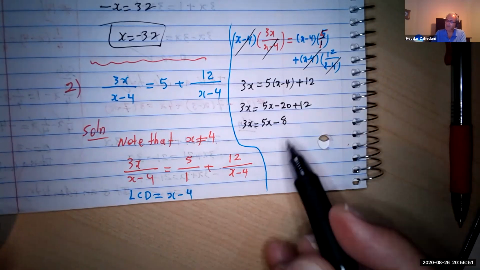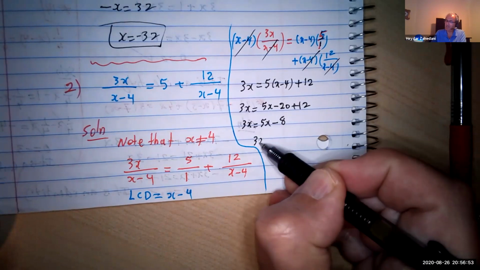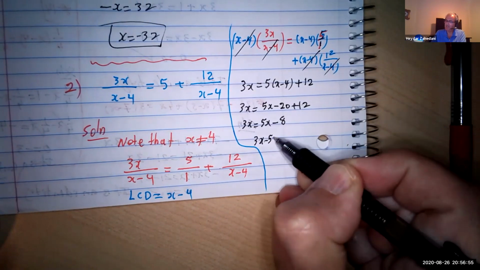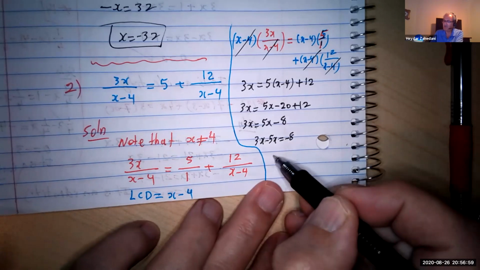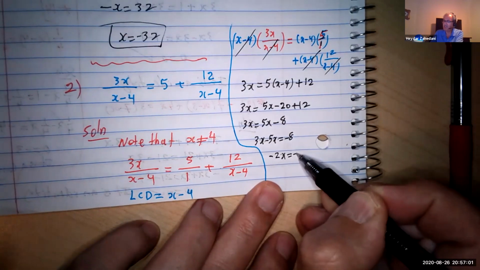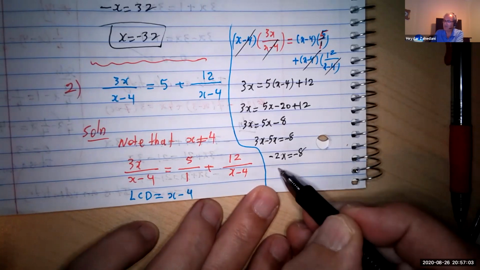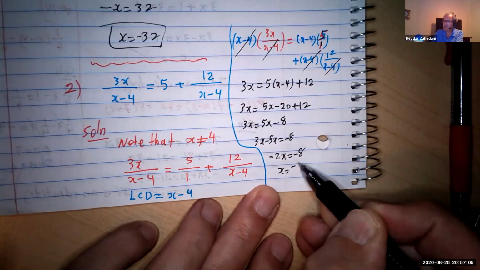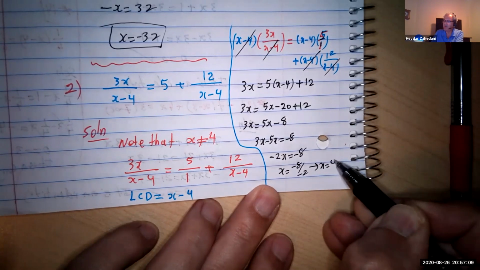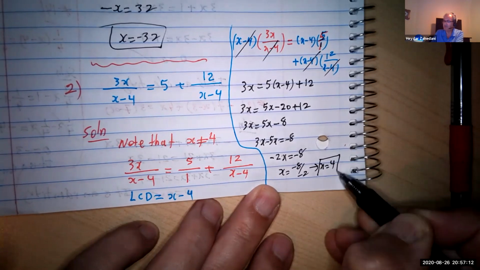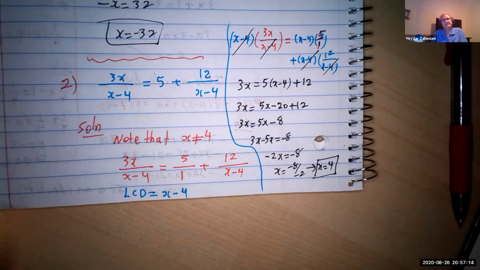And you have to subtract the 5x, so it's going to be 3x minus 5x equal to negative 8. So that gives us negative 2x, which is negative 8. So as you can see, x would be negative 8 over negative 2. So your x is equal to 4. That's it. Any question?